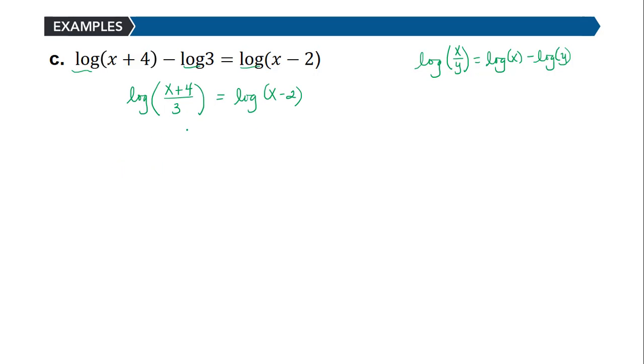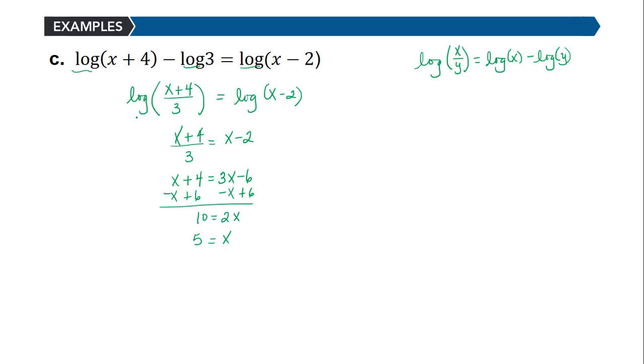Now we have 2 logarithmic expressions equal. By the one-to-one property of logs, their arguments must be equal. So we say x plus 4 divided by 3 is equal to x minus 2. To solve this equation, we need to multiply each side by 3, and that will give us x plus 4 equals 3x minus 6. So we can subtract x from each side and add 6. So we get 10 is equal to 2x, and dividing by 2 gives us x is equal to 5.